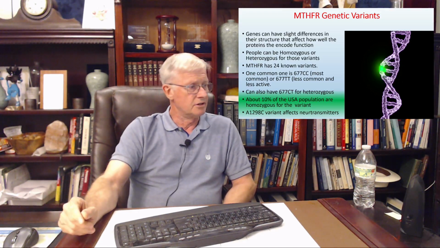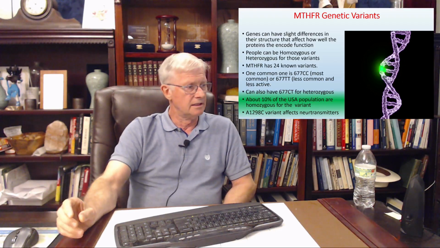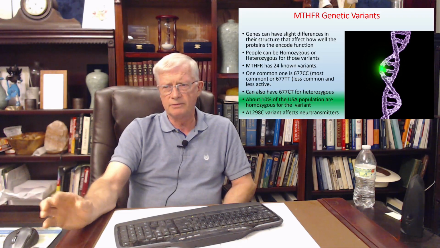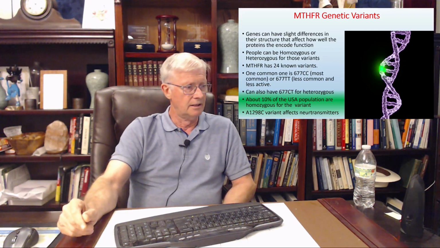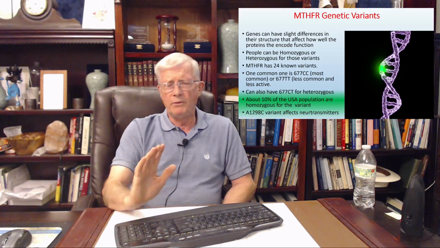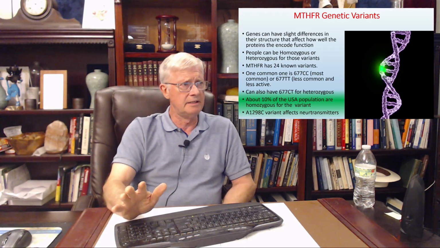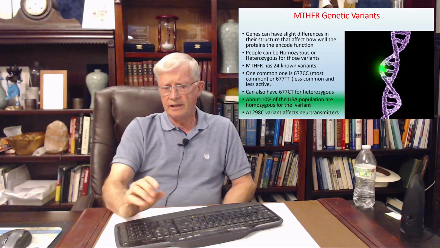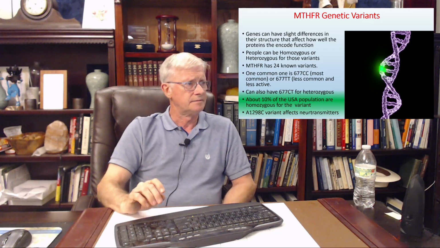And there are other variants too. The 1298C variant affects neurotransmitters, but not most of the folate cycle, and we don't quite understand why on that one, or at least I don't. But anyway, we can have variants in MTHFR that really affect this cycle that we're looking at.